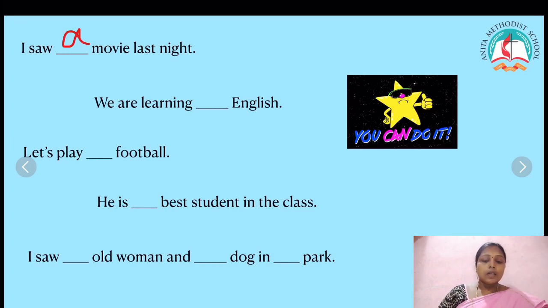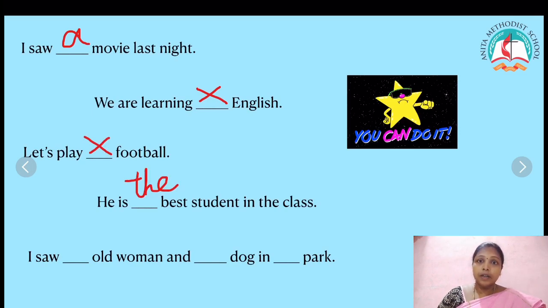Next one: Let's play dash football. Again, here football is a sport, so we have to omit the article. The next one is: He is dash best student in the class. Can you see best? Best is a superlative degree. What article do we have to use before a superlative? Yes, the. Very good.